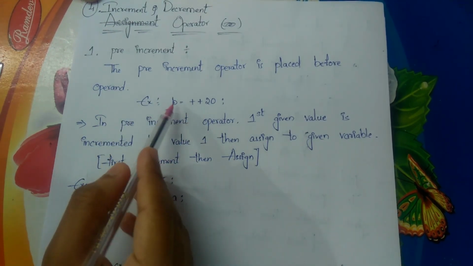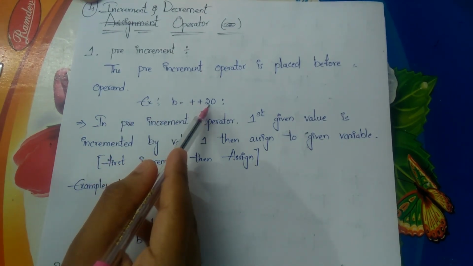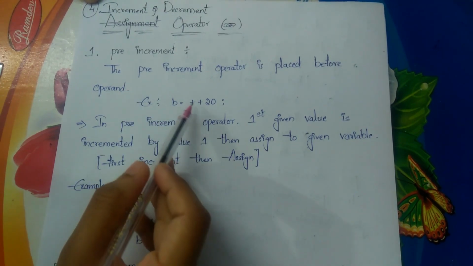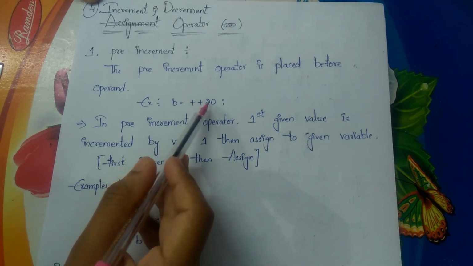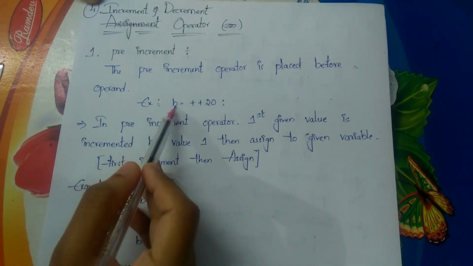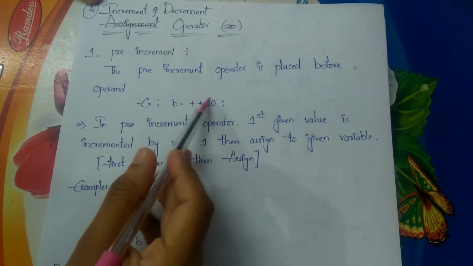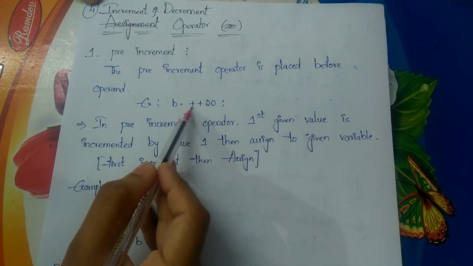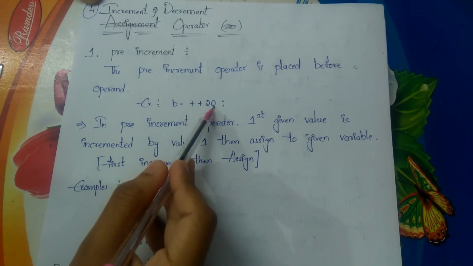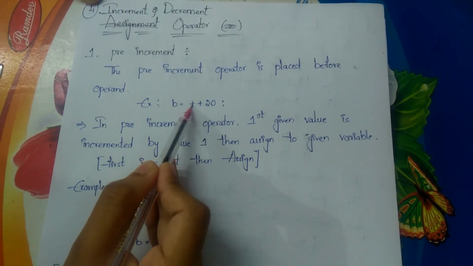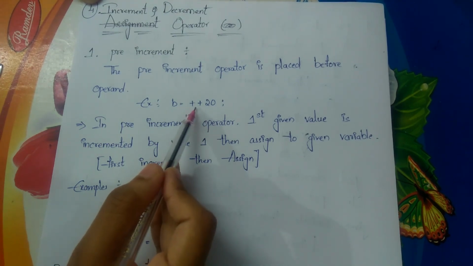So here 20 is the operand and plus is the operator. So we will place this increment operator symbol before the operand. For example, b is equals to plus 20. Now 20 is the operand and this plus is the operator. So we place this pre-increment operator before the operand.